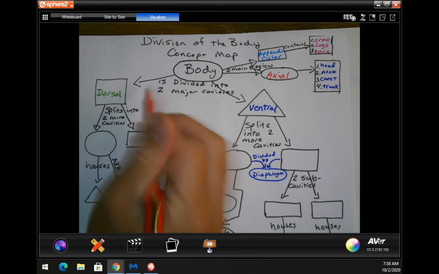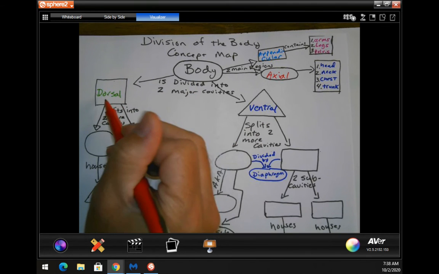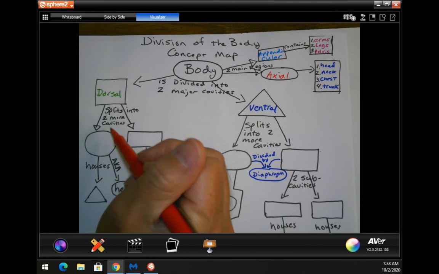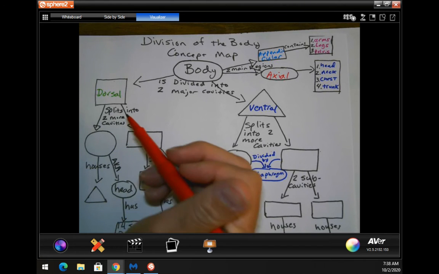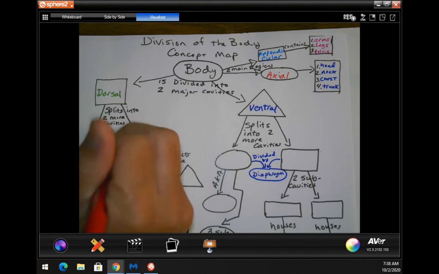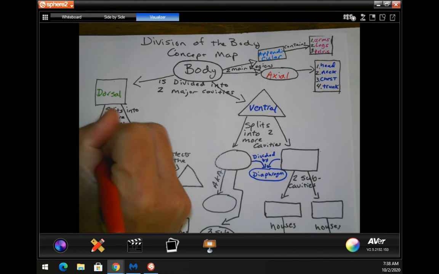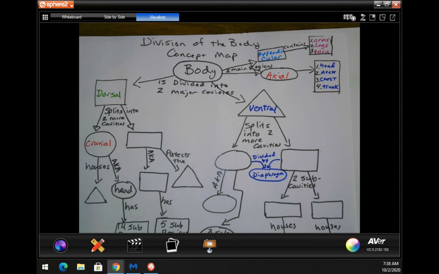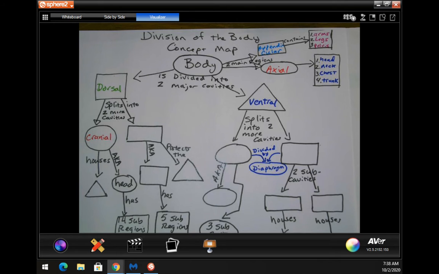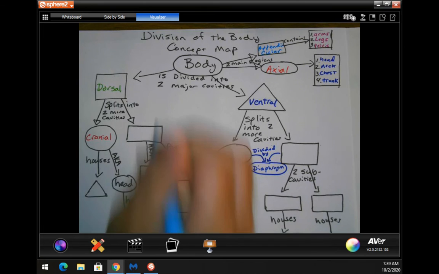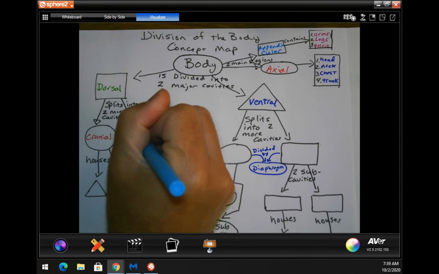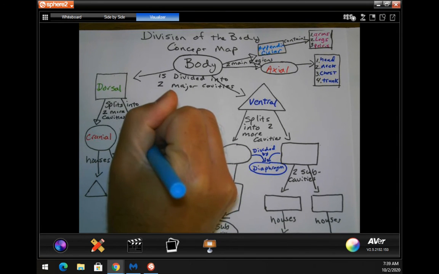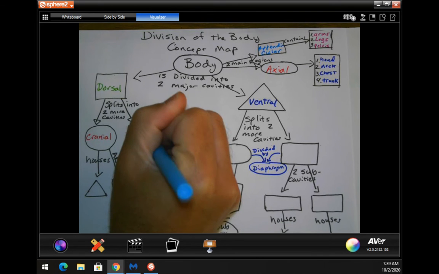There's two major cavities, the dorsal and ventral, and then we can split the dorsal into two more subcavities, if you want to call it that. The first is the cranial, and the second is the vertebral or vertebral. You can pronounce it either way.